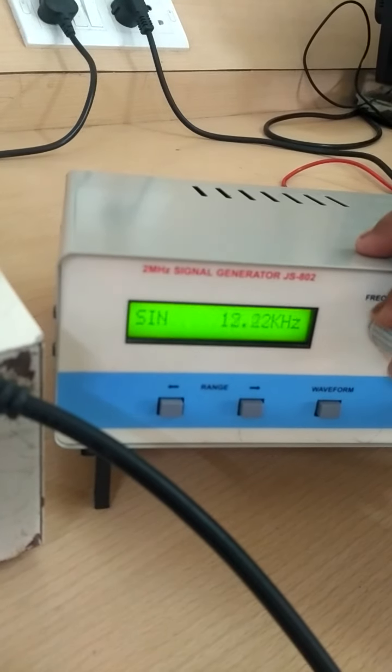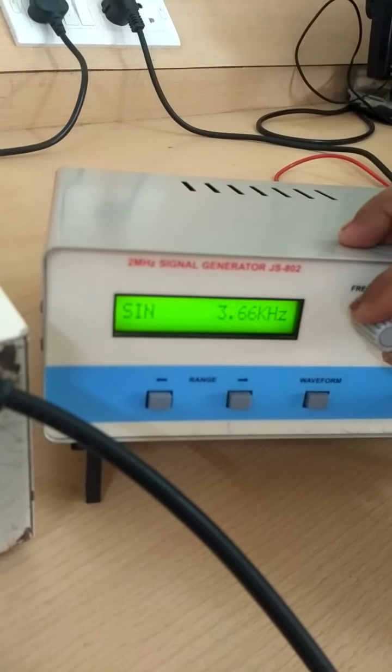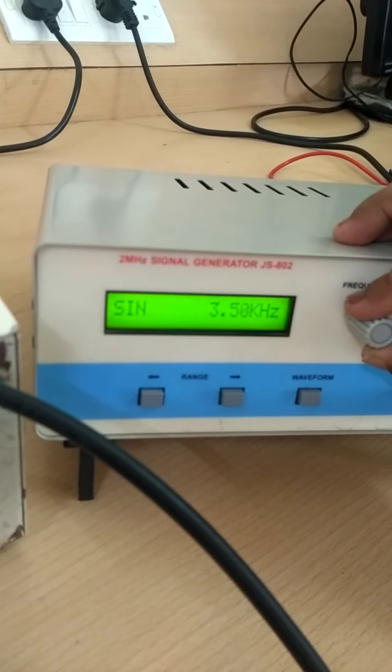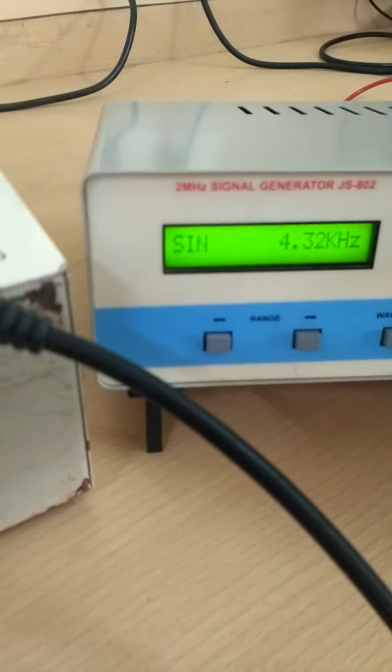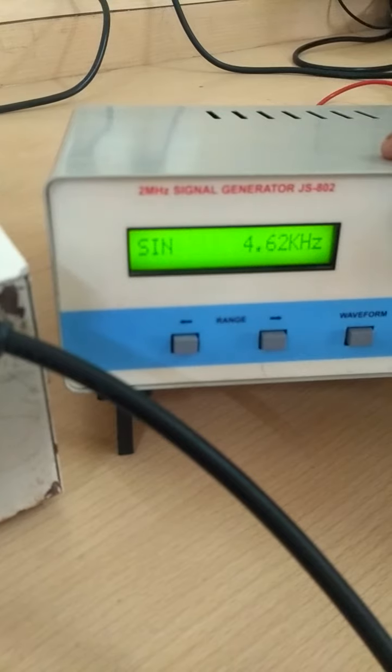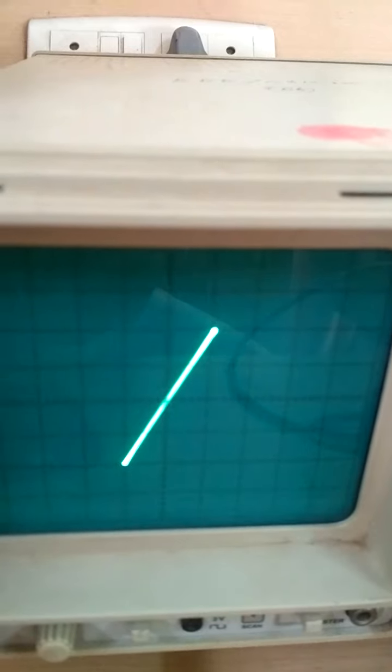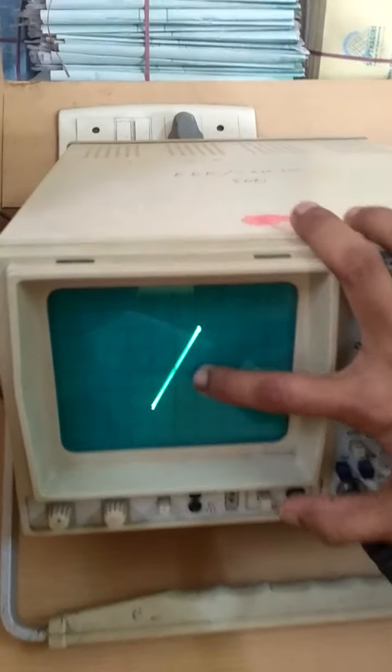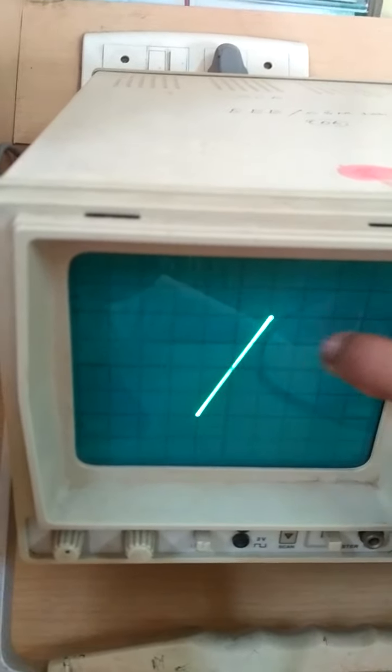So when I increase from 2K, I'll keep it at 2K. When I go on increasing, around 4.8 to 5K, can you observe? Both are in phase. There is no phase shift between input and output. If you look at your Lissajous figure, y1 is 0. So sine inverse of 0 will be 0. So at 5K, you will get a 0 degree angle.